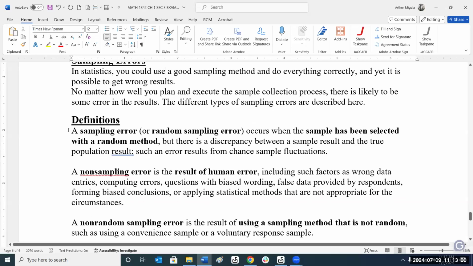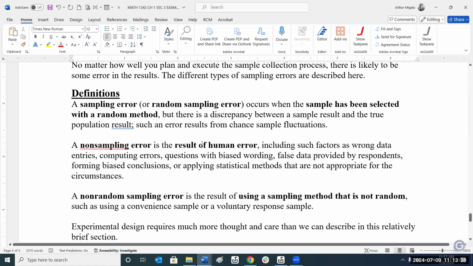A sampling error, or random sampling error, occurs when the sample has been selected with a random method, but there's a discrepancy between a sample result and the true population result, such as error resulting from chance sample fluctuation. Again, if it's a random sampling error, you had no control over it, it just happens.